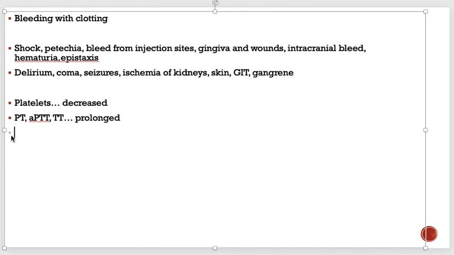When the fibrin is degraded, the process is called fibrinolysis, and there are fibrinogen degradation products in the blood. Of course, when the clot is broken down, the fibrinogen is broken down, so that is called what? Fibrinogen degradation products. The other name for that is D-dimers. So when we check the D-dimers, they will be increased.